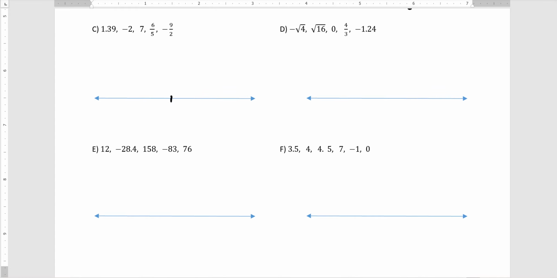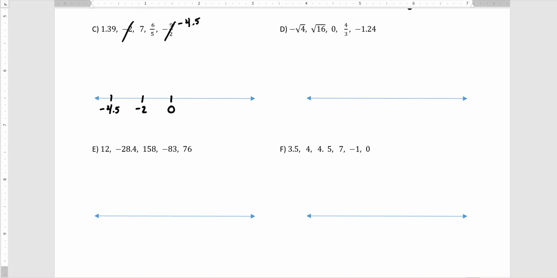So I'm going to go ahead and start with letter C. I'm going to place 0 there. My negative numbers are negative 9/2 and negative 2. Negative 9/2 is negative 4.5, which is definitely less than negative 2. So I'll place that furthest to the left. And then negative 2 can go there. I got those 2 taken care of.